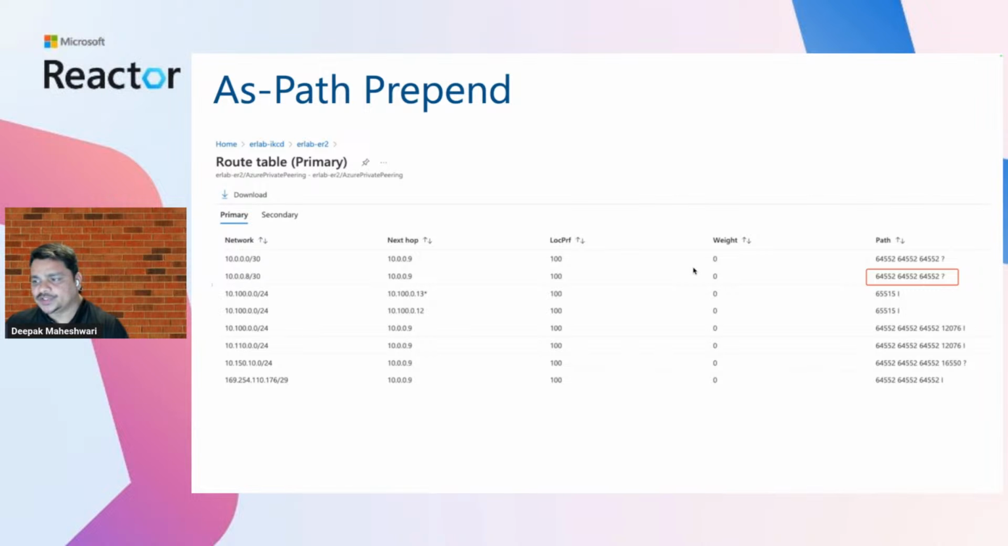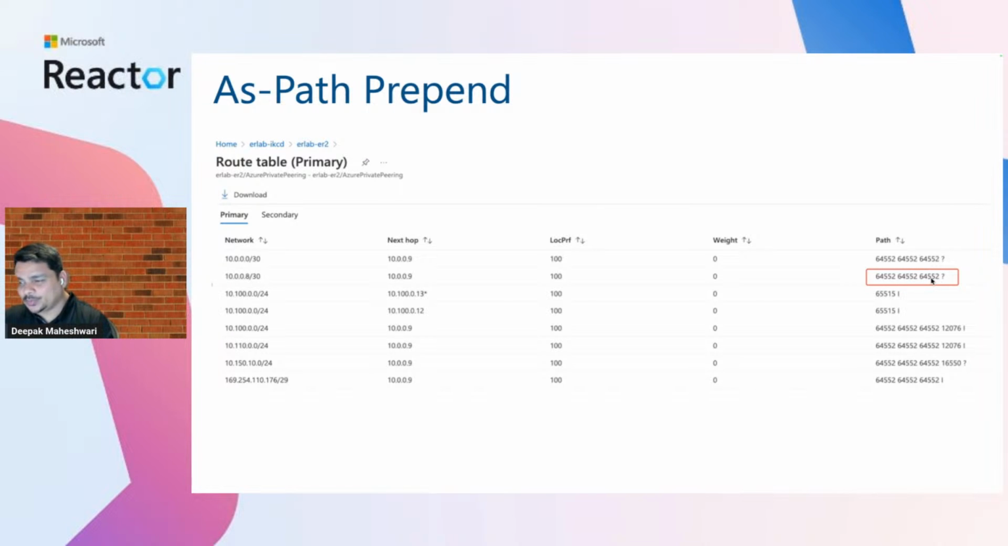Now, how do you see the AS path prepend? You basically see the routing table. So in Azure, you've got the ExpressRoute, and ExpressRoute has its own routing table. So you will see the AS path prepend. So in this case, it's prepended 2 times.